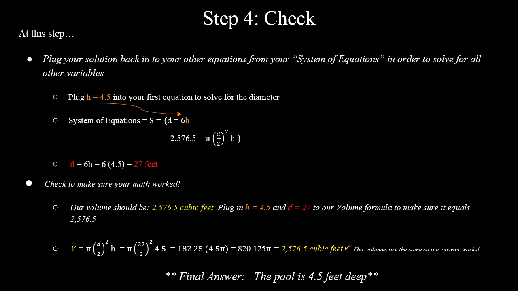So our final answer is that the pool is 4.5 feet deep, right? We were asked what is the depth of the pool. Depth is the same as height in this problem. So our variable H was 4.5, which means our pool is 4.5 feet deep. And always circle your answer for me so it's really clear as to what your final answer is.